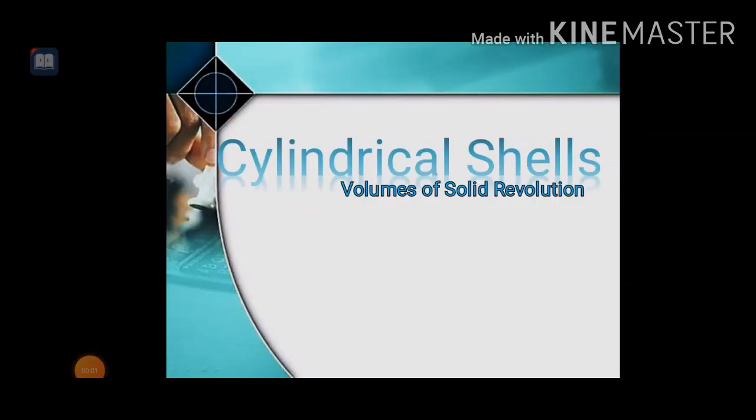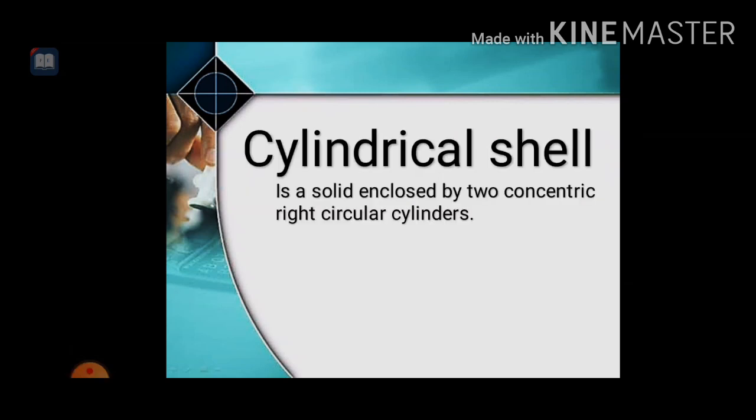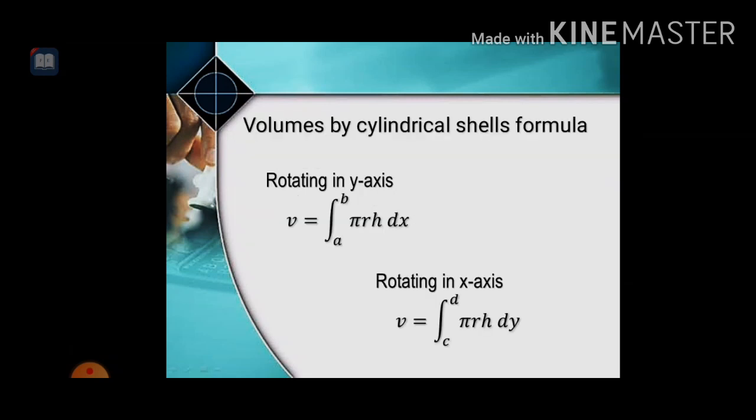Today's video we will discuss cylindrical shells, volumes of solids of revolution. What is a cylindrical shell? It is a solid enclosed by two concentric right circular cylinders. Volume by cylindrical shells formula. If the cylindrical shells are rotating about the y-axis, this is the formula: V is equal to the integral from a to b of 2 pi r h dx. If the cylindrical shells are rotating about the x-axis, this is the formula: V is equal to the integral from c to d of 2 pi r h dy.